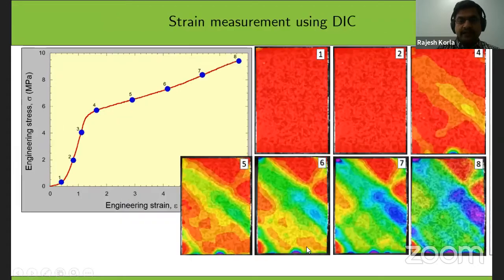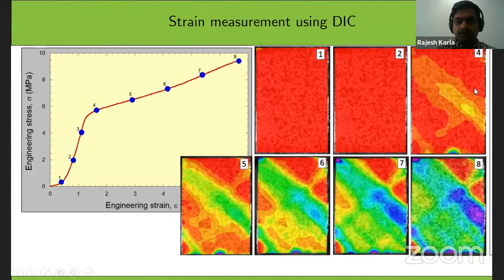Then now, how to calculate? For example, at each point of the stress-strain curve, this is the uniaxial strain, the overall strain calculated on the x-axis, and they have the stress input on the y-axis. Together we generate the stress-strain curve. Now, at each point, how does this contrast look? Here it's completely uniform, not much changes in the strain.